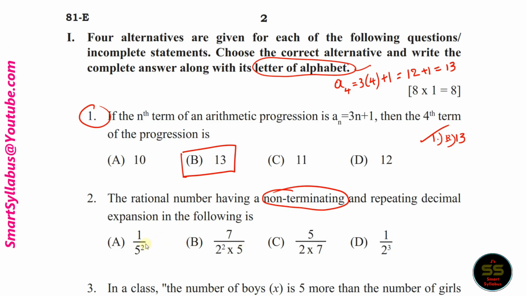Going with the first one, 1 upon 5 square. 5 square is nothing but 5 into 5. It means in the denominator we have only 5. It means this is going to be a terminating rational number. Hope you all are getting this now.